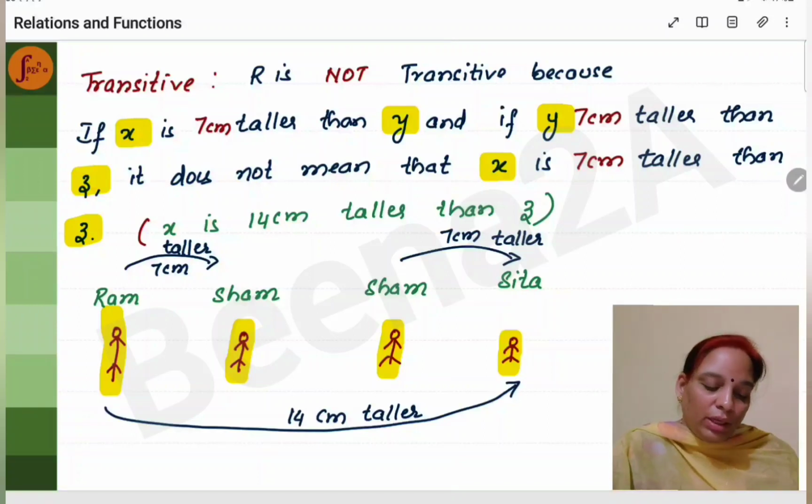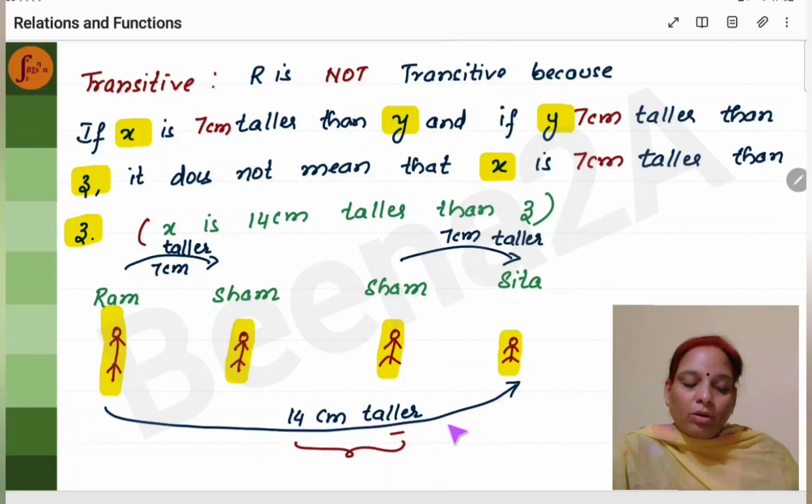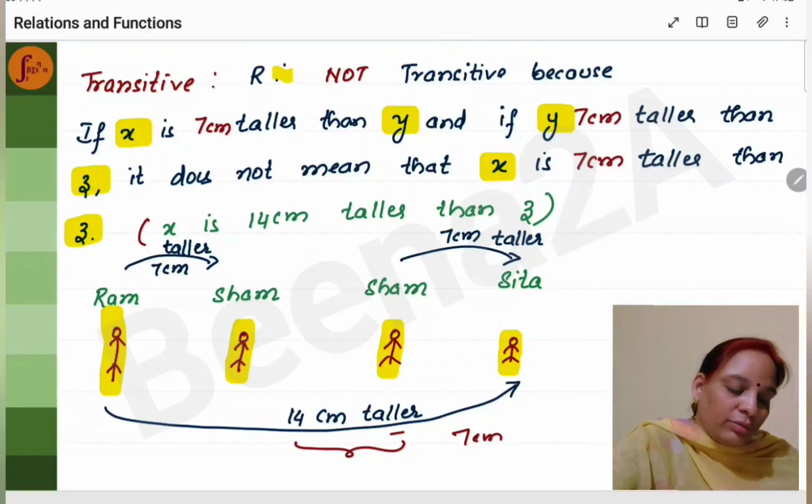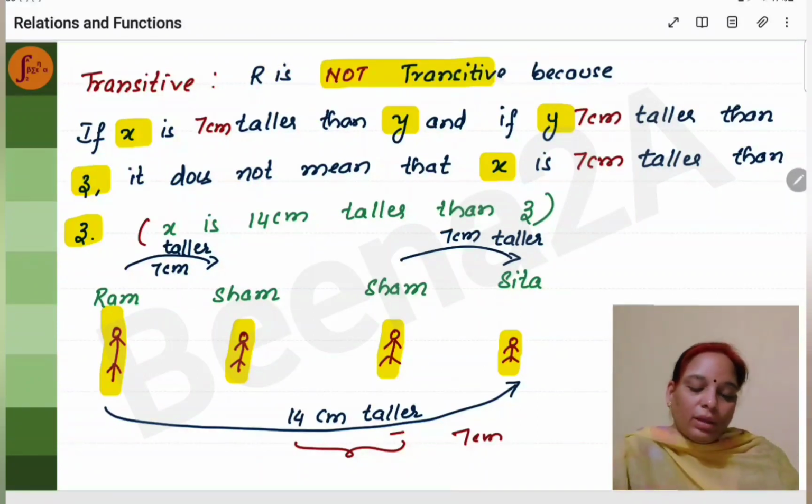Now does it mean Ram is 7 cm taller than Sita? No, Ram will be 14 cm taller. Ram is 7 cm taller than Sham and Sham is 7 cm taller than Sita. So it's going to be 14 cm. It's not going to be 7 cm. Therefore, it's not transitive. Because of this number, it's not transitive.